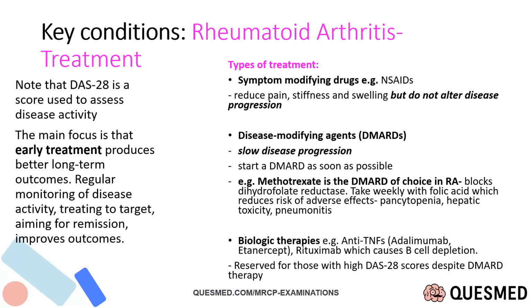You also have your biologic therapies, which we give to people if they fail 2 DMARDs. I won't go into too much detail with those today, but the most common first line for most trusts is anti-TNF therapy, and we also are using rituximab more commonly as well.